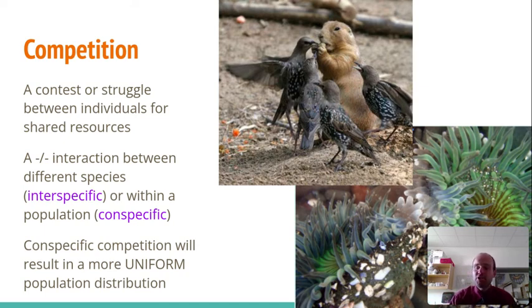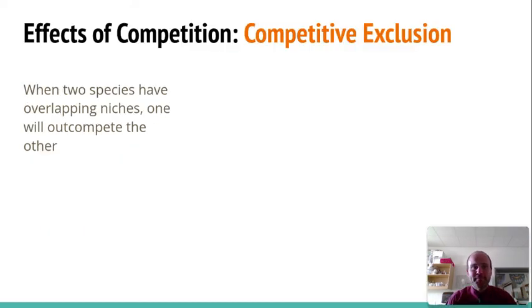So there's 2 types, interspecific or between different species, or conspecific or intraspecific, where it's within a species, like these 2 anemones around my head here, competing for the same resources. Anytime you have conspecific or intraspecific competition, that's going to result in that uniform distribution pattern we see, because they're going to space out so they're not overlapping.